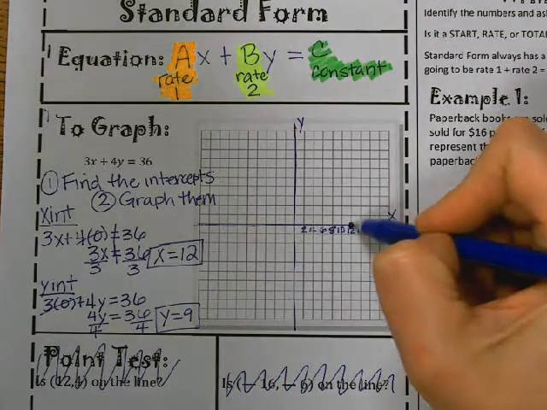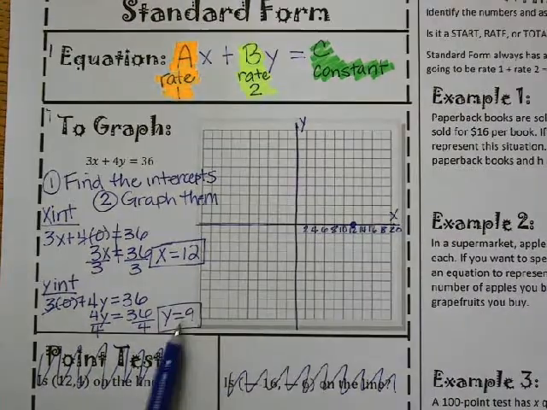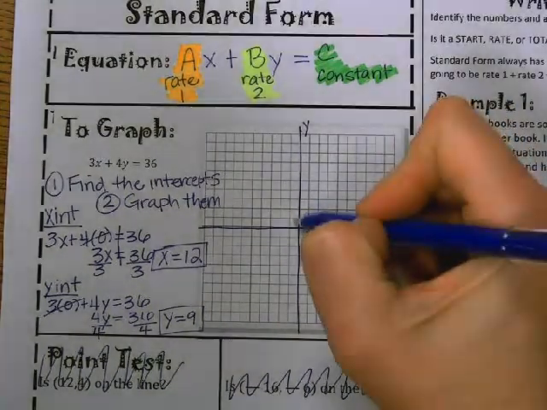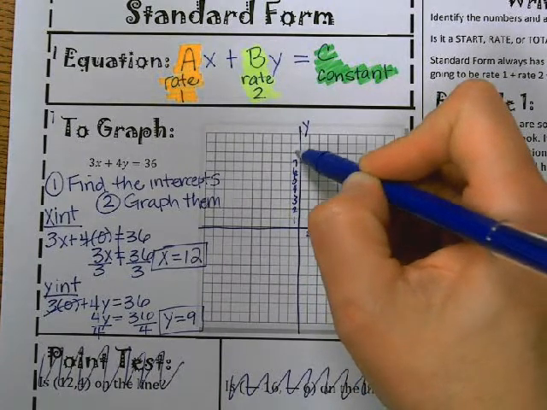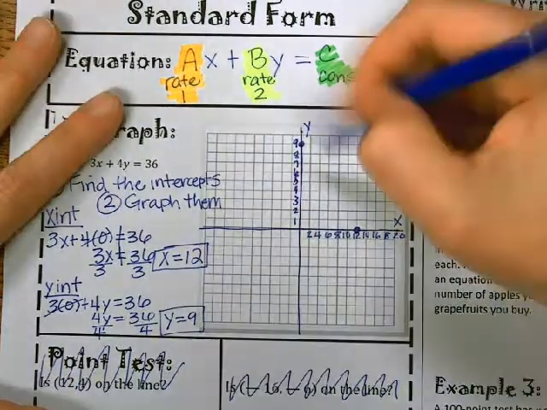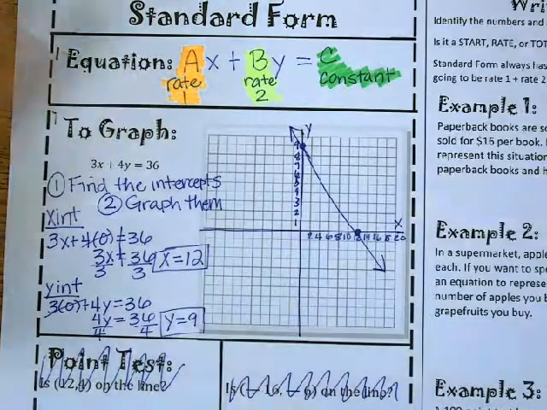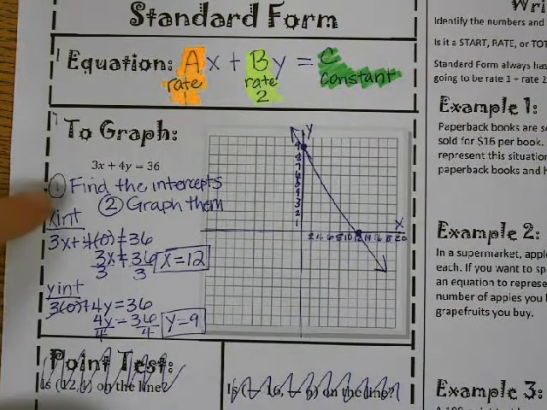So I'd put a dot where the 12 is on the x-axis. Now we say y is equal to 9. Could we count by 1s on the y-axis? Yeah, we can. So 1, 2, 3, 4, 5, 6, 7, 8, 9. Put a dot at 9. And then the last thing you do is just connect the points. So that is standard form. First we find the intercepts, then we graph them, and draw a line through them.